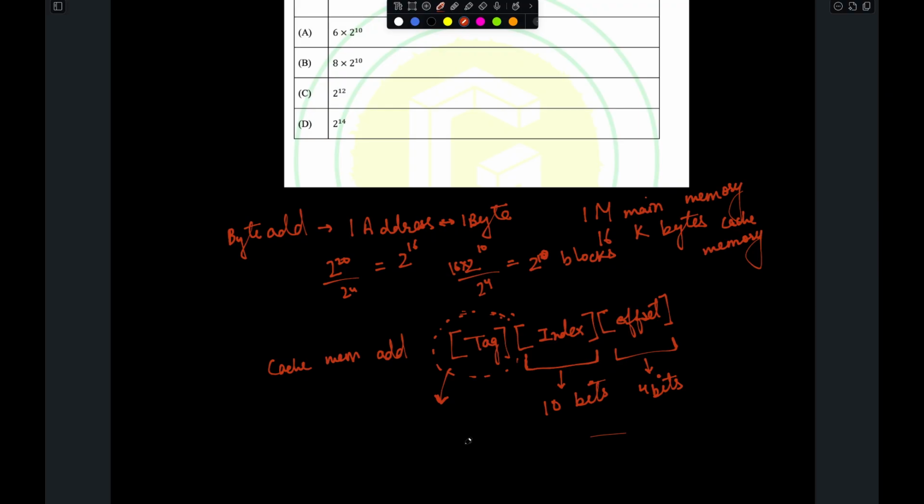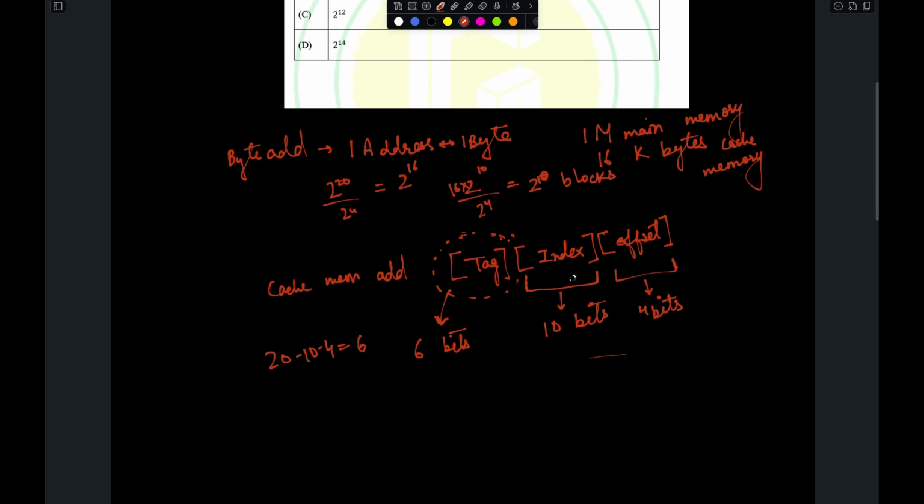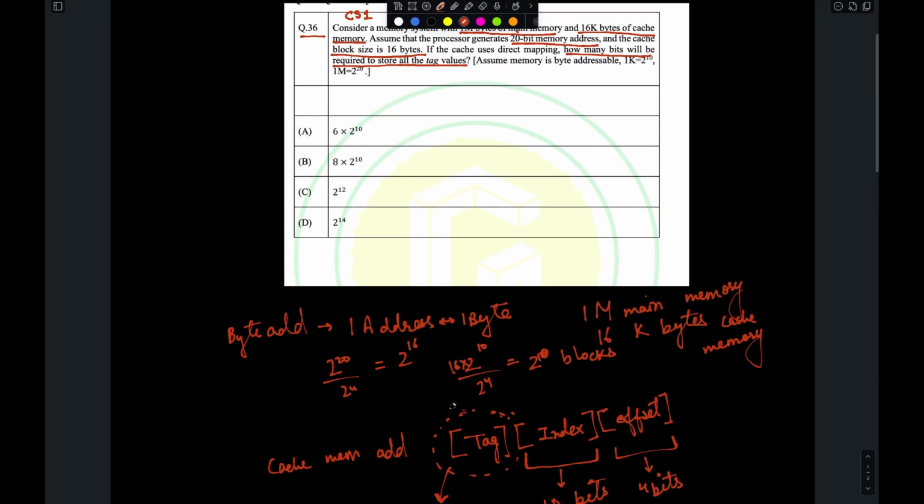Now from this knowledge and the 20-bit memory address, can you tell me how many bits we will need in a specific tag of a cache address? 6 bits, because 20 minus 10 minus 4 equals 6. And 6 bits for each address in tag.